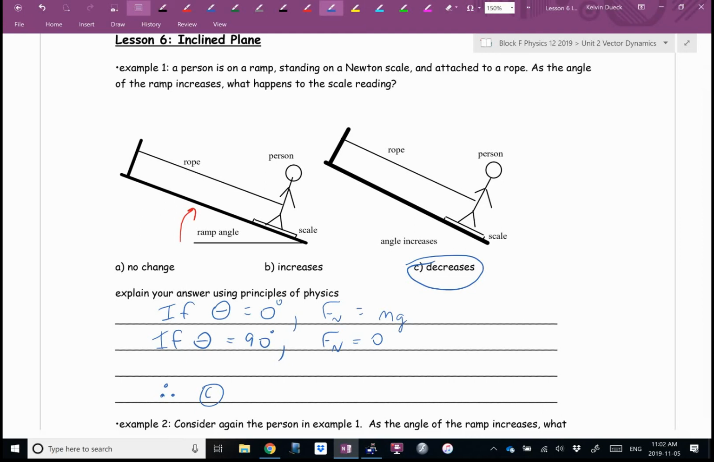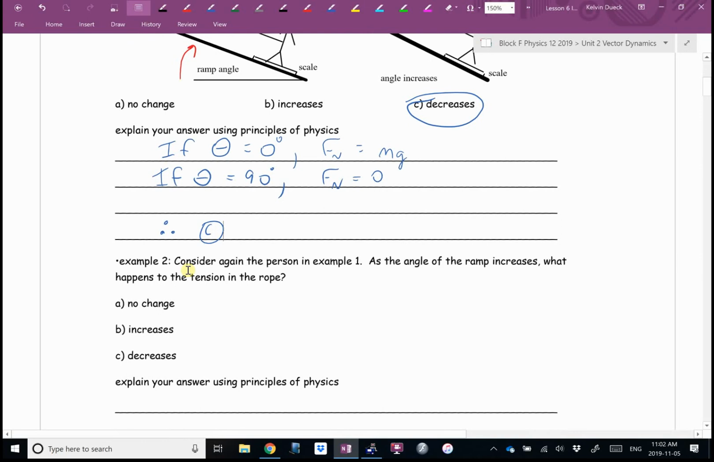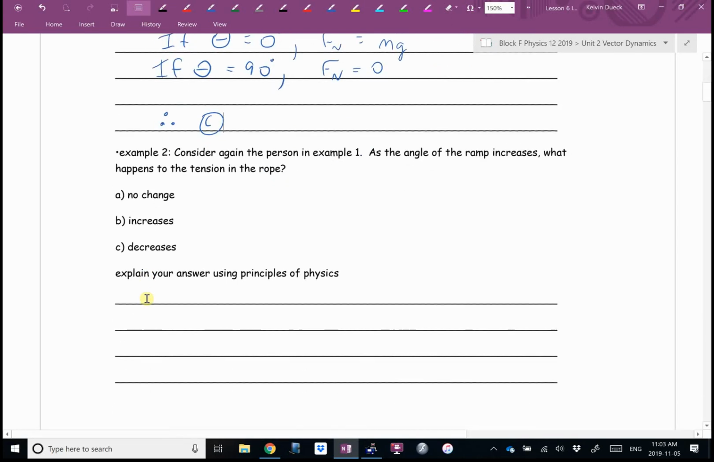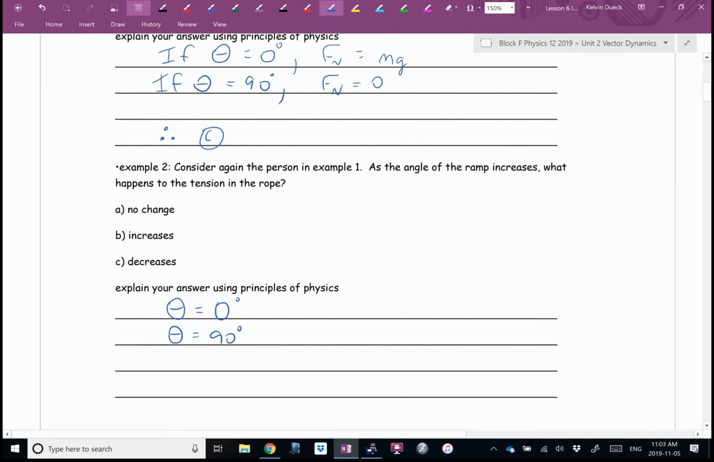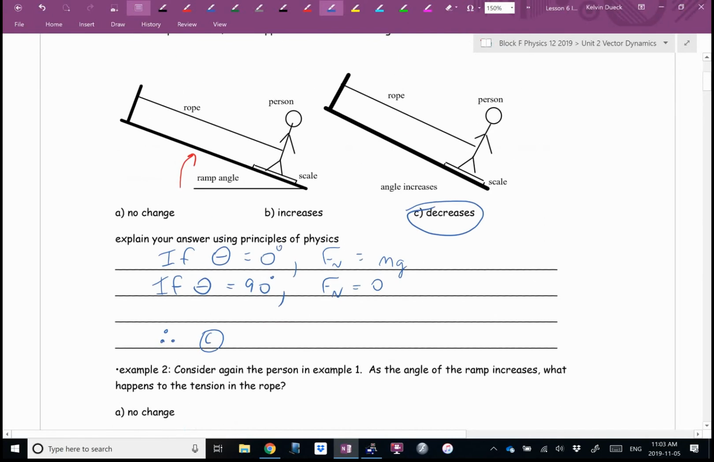Same question, but instead of the normal force, what happens to tension? You know what? Let's use the same approach. Let's ask what happens when theta equals 0. Let's ask what happens when theta equals 90 degrees. When theta equals 0, when this is flat, I'm imagining the rope would actually have slack in it, would it not? So what would tension be if the rope has slack in it?